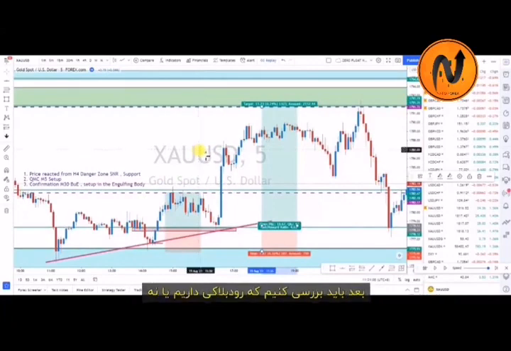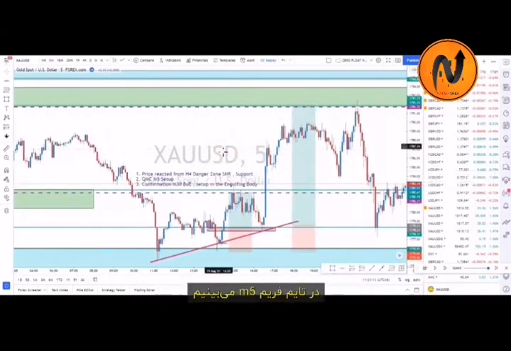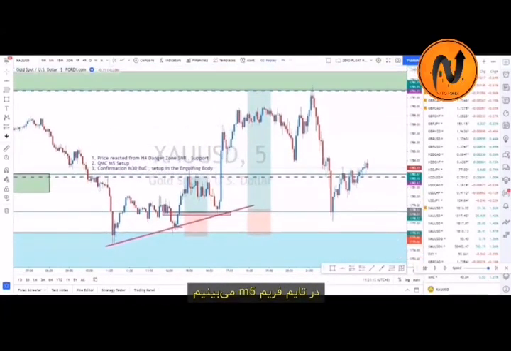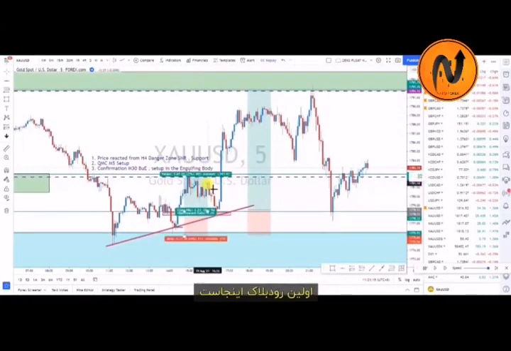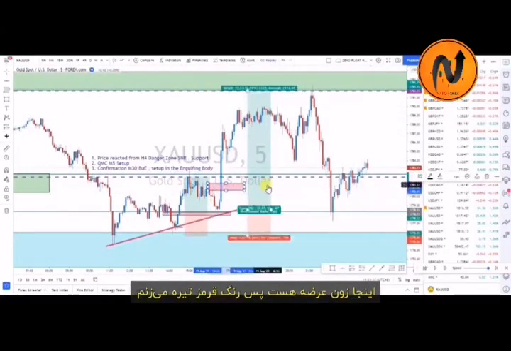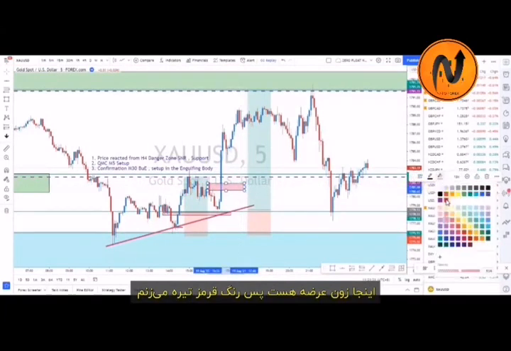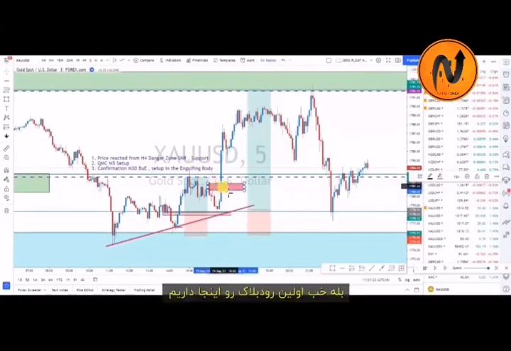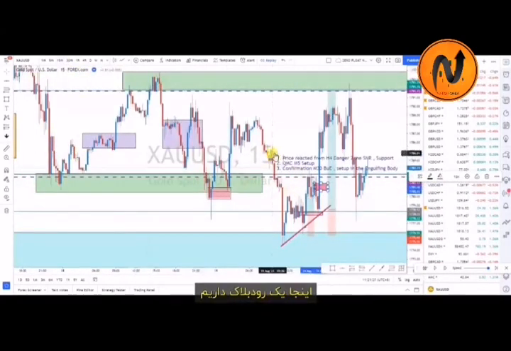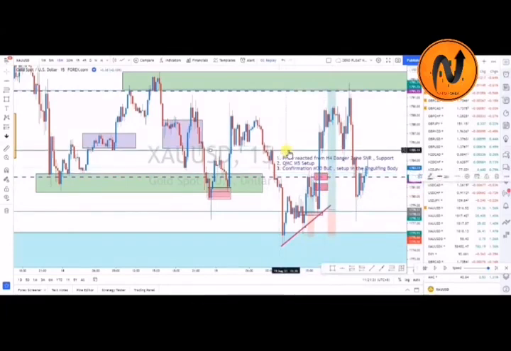So the next thing we should do is check whether we have any roadblock on the M5 time frame. Yes, there is always a roadblock. First roadblock is here. This is the supply zone. I'm going to color this dark red. Yes, there we go. So we have the first roadblock. Next roadblock, let's check. Here is a roadblock. I'm going to copy paste this. Sorry, this is here.